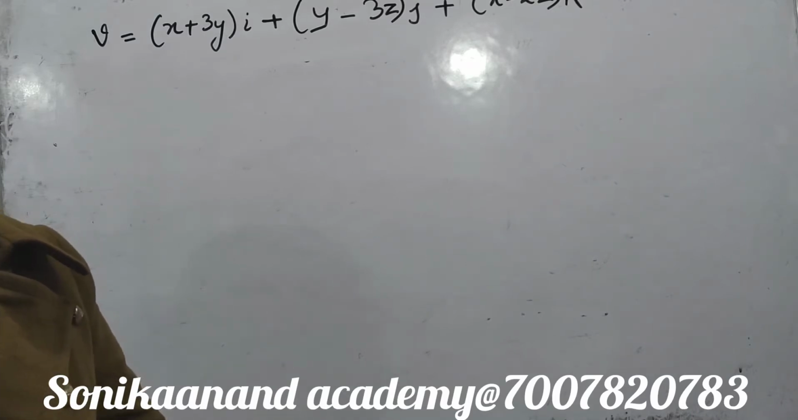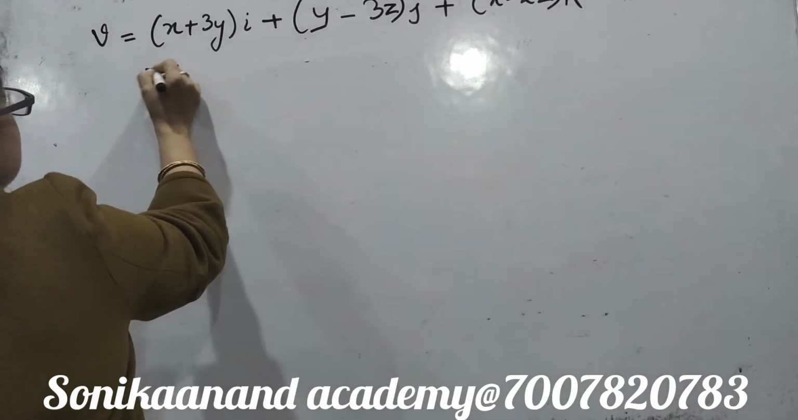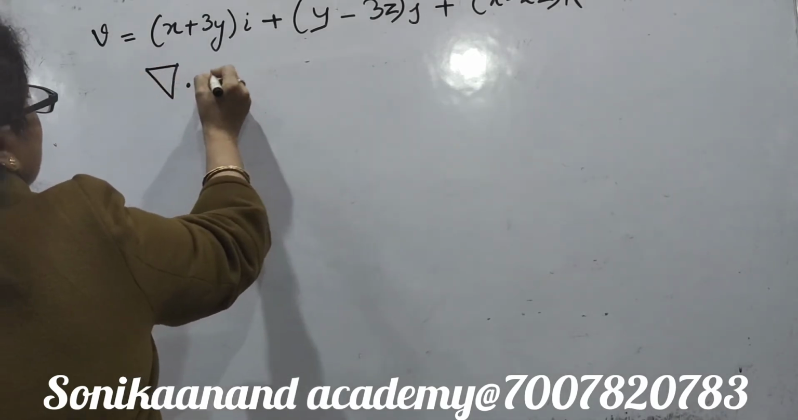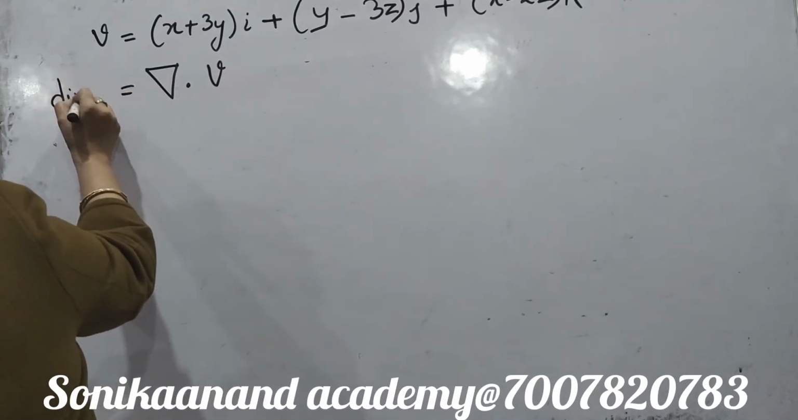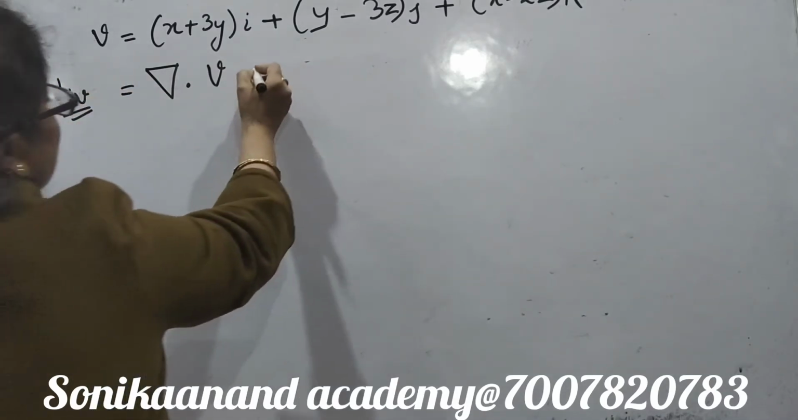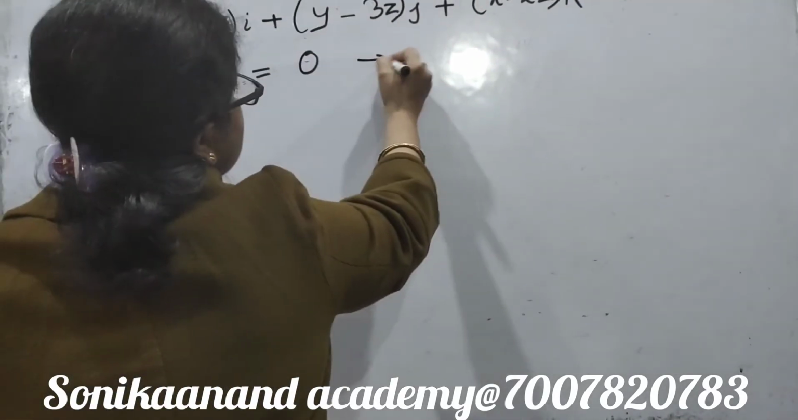To check whether any vector is solenoidal or not, we find the dot product of the vector, that is, we find the divergence of the vector. When the divergence of any vector is 0, then that vector is solenoidal.